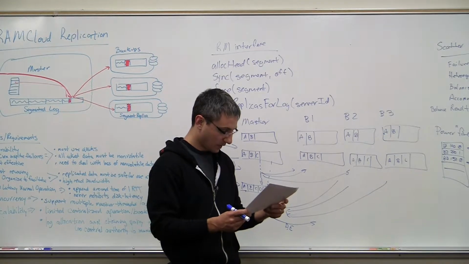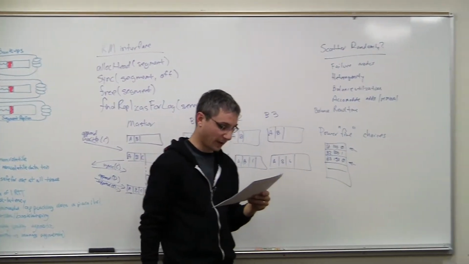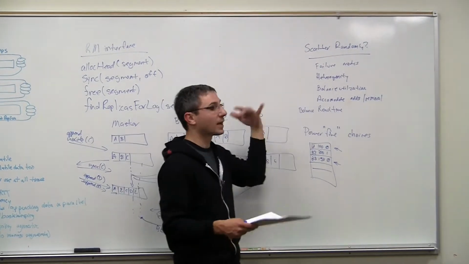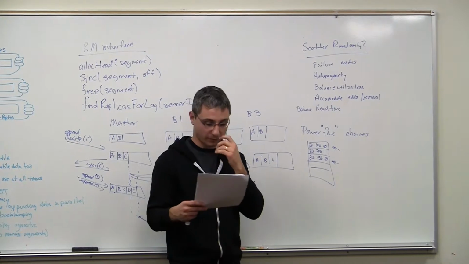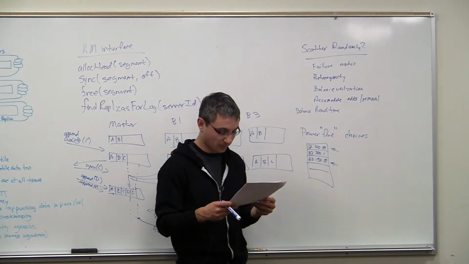Okay, so basically the advantages here: we have all the advantages of random scattering. We don't choose backups in lockstep, so there's no convoying or hotspots. There's no need for coordination. It balances out the disk read time.